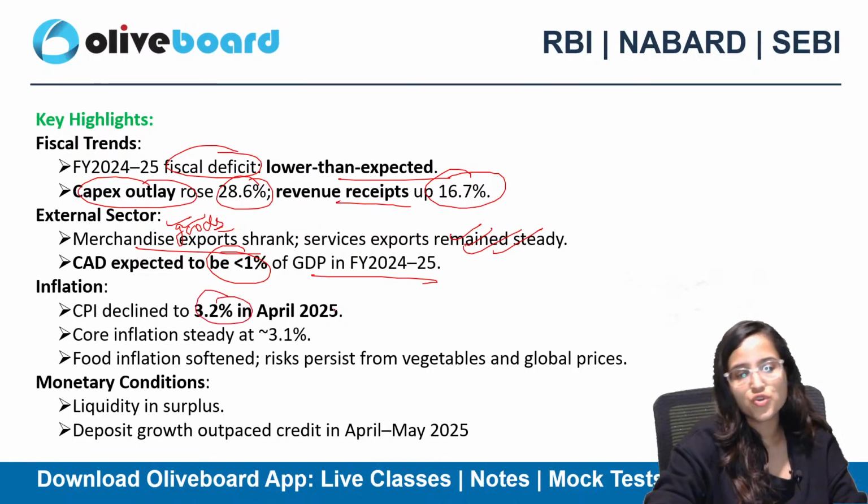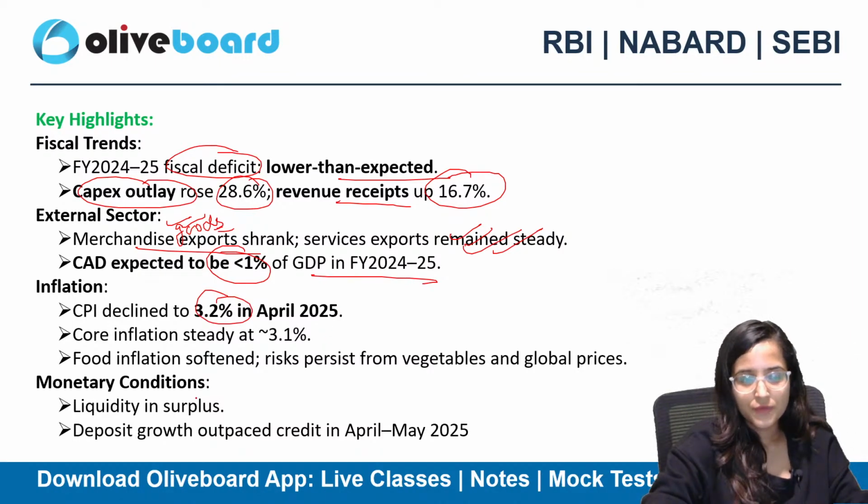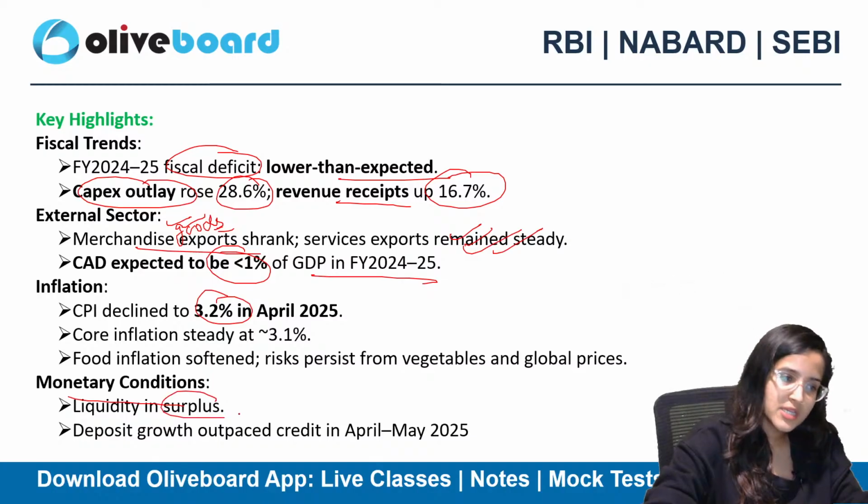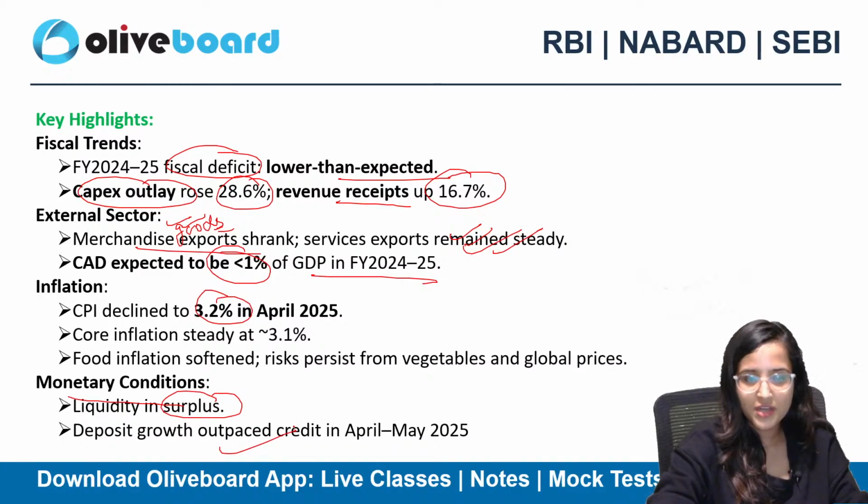Inflation declined to 3.2% in April. If we talk about monetary conditions, then liquidity is in surplus. Deposit growth outpaced credit in April to May.